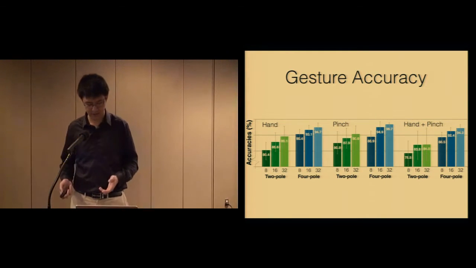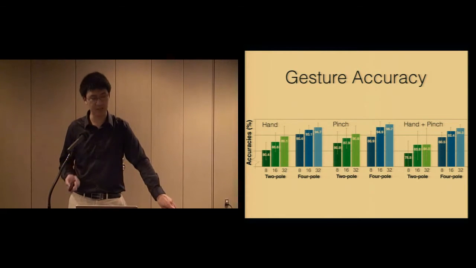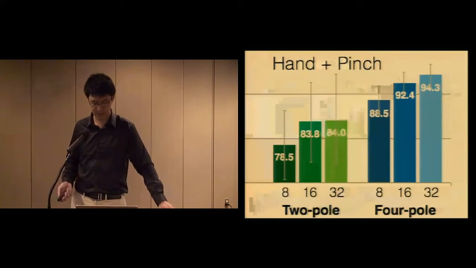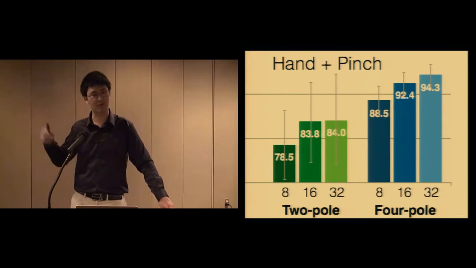Our results indicate that 4-pole sensing is a lot better than 2-pole sensing, and further, that increasing the number of electrodes basically monotonically increases accuracy. If you focus clearly on the most challenging condition, our combined hand-pinch gesture set, which had 11 gestures in all, you can see basically that we cap out around 84% for 2-pole, but for 4-pole we sort of keep going up until around 94.3% at the 32 electrode case.